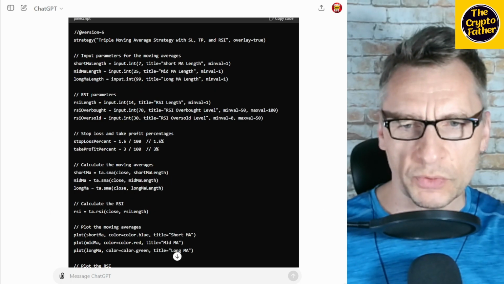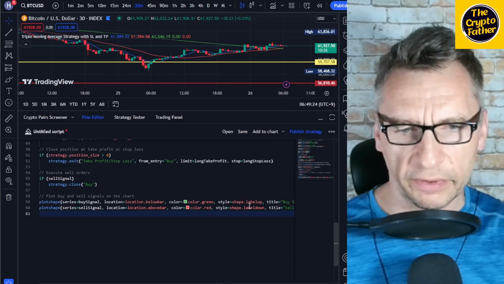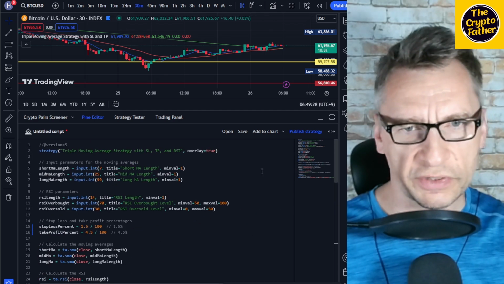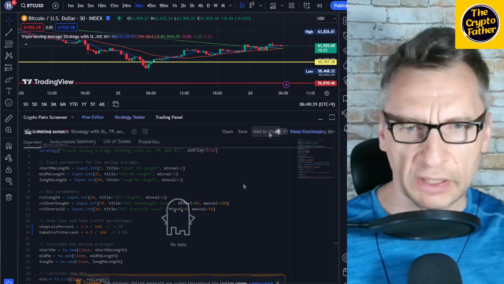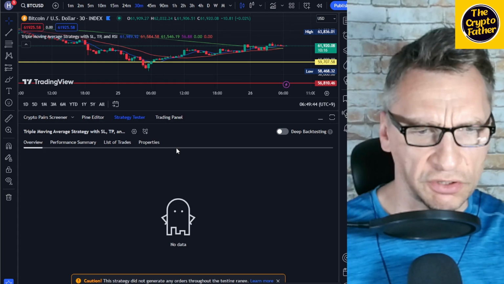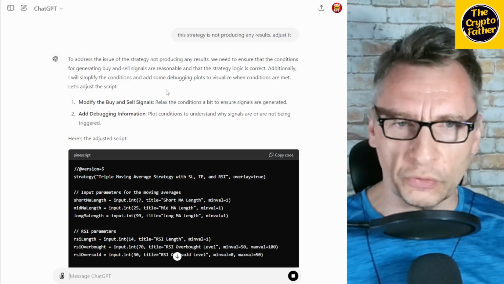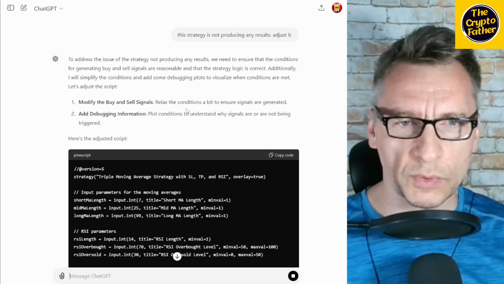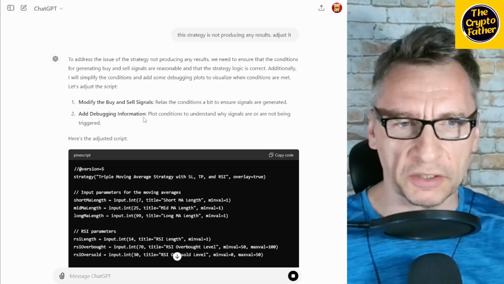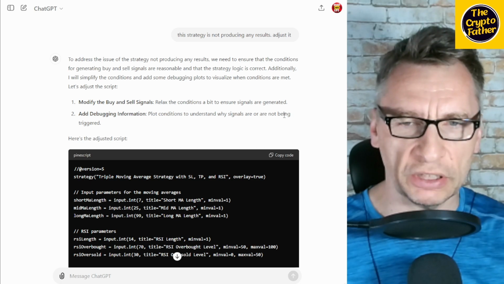So let's see how this strategy is going to be plotted on the chart. The one thing you have to deal with in the free version of TradingView is all the advertisements. So this isn't giving me any results. Not sure why. ChatGPT told me that in order to fix that, we need to modify the buy and sell signals, relax the conditions a bit to ensure signals are generated, and add debugging information, plot conditions to understand why signals are not being triggered.